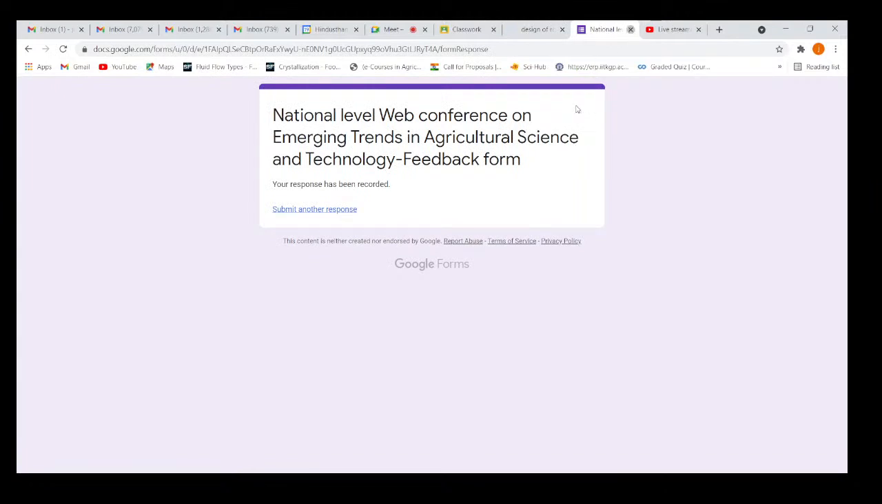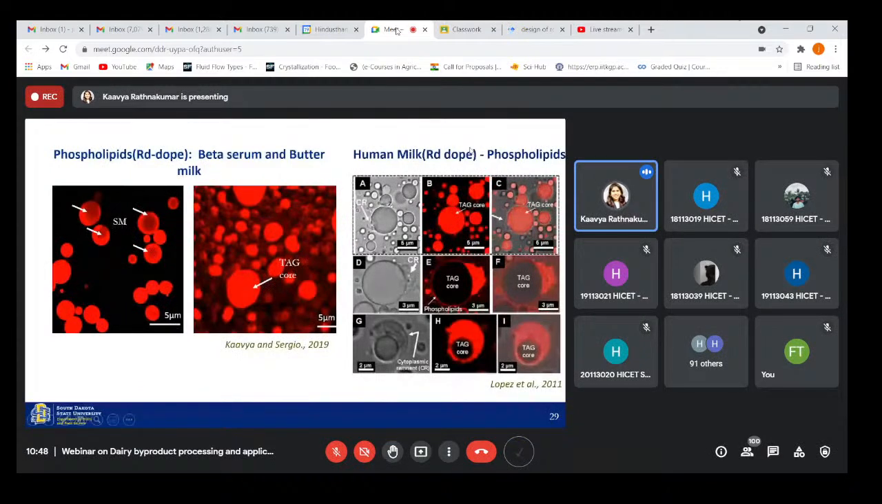This is a research study from my work where we can see the phospholipids from the buttermilk and the beta serum, the dairy source, and this is the phospholipid obtained from human milk. Studies also say that the phospholipids in human milk are similar to the phospholipids in the dairy source. That makes the dairy source more unique compared to the vegetable sources such as soy and egg yolk.